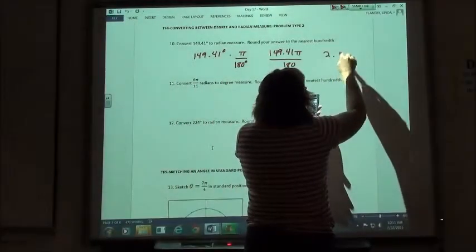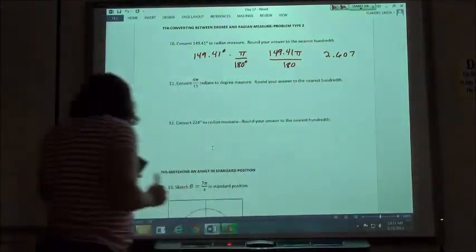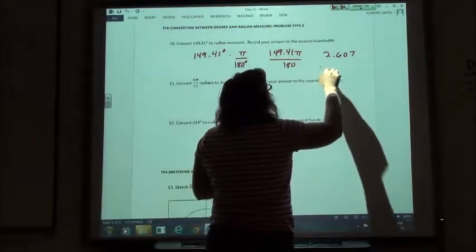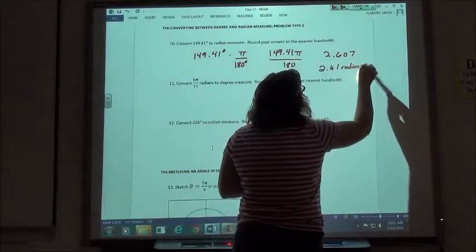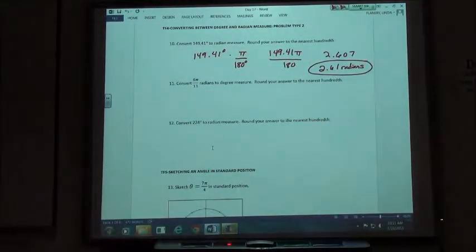I get 2.607. I'm rounding it to the nearest hundredth, so I want to carry it 3 places so I can round it off. So I have 2.61 radians then. So 149.41 degrees is equivalent to 2.61 radians.